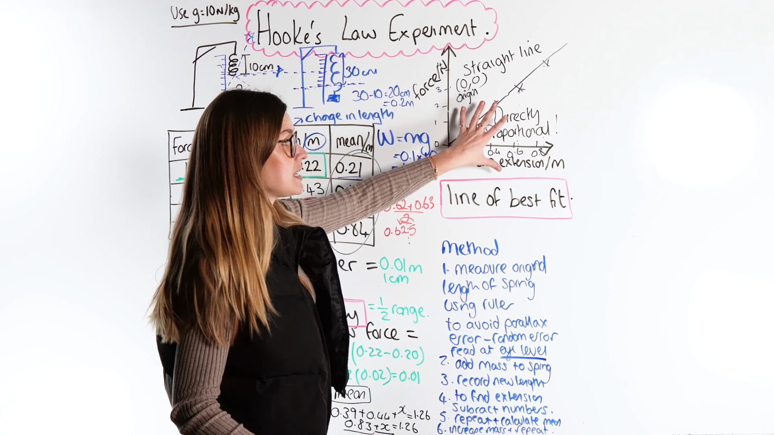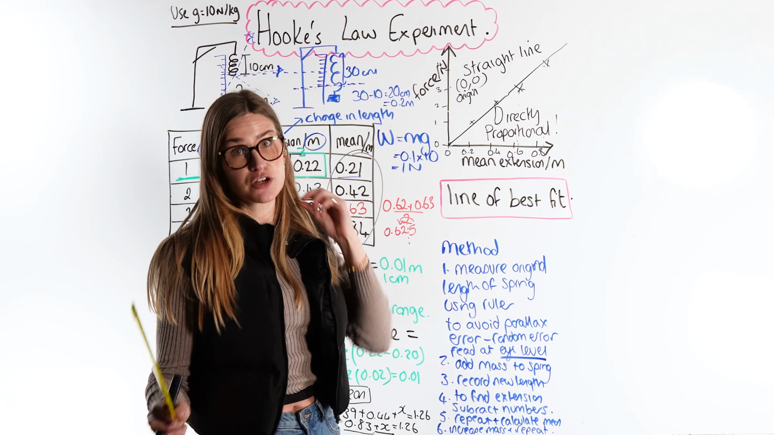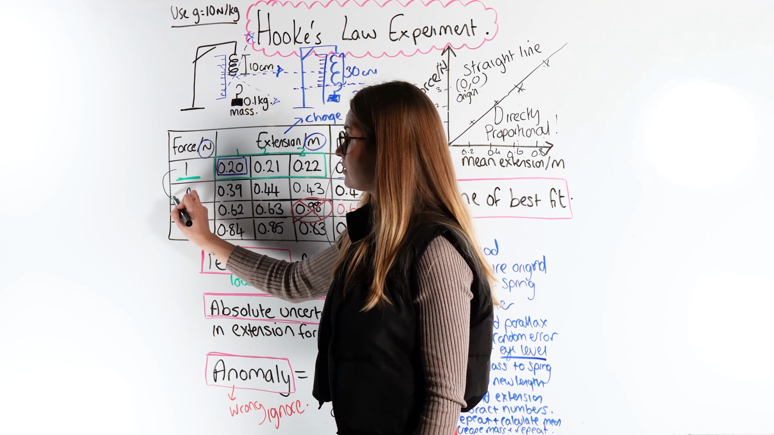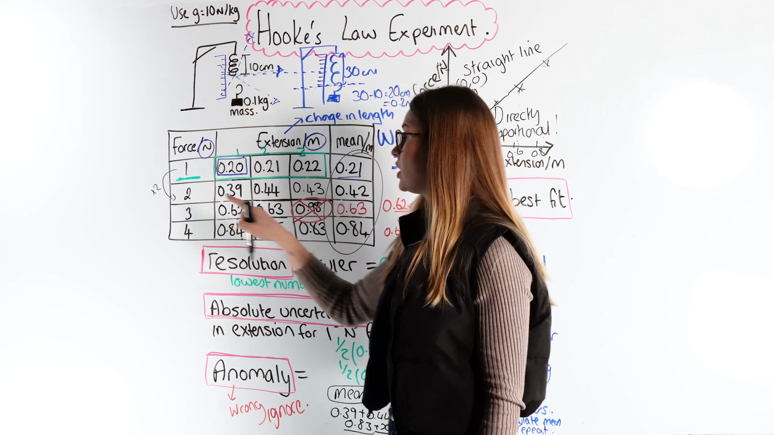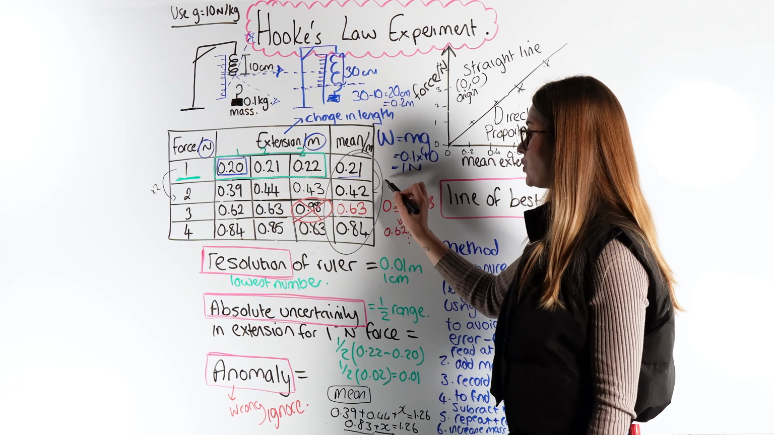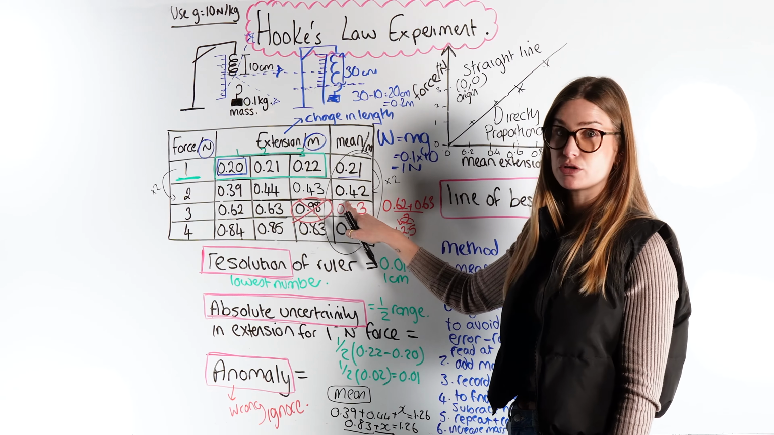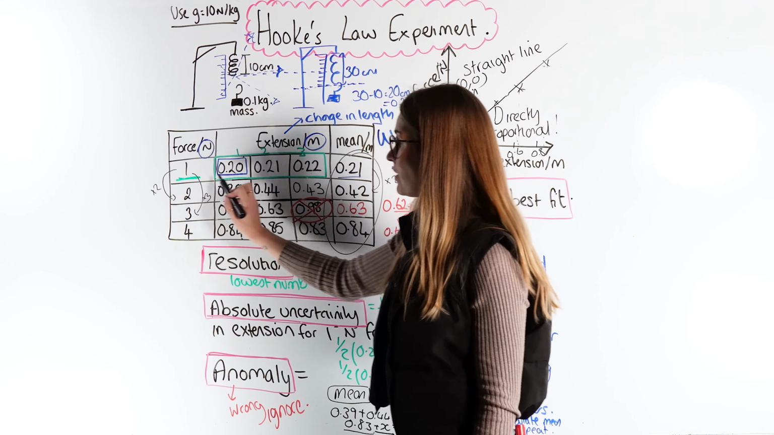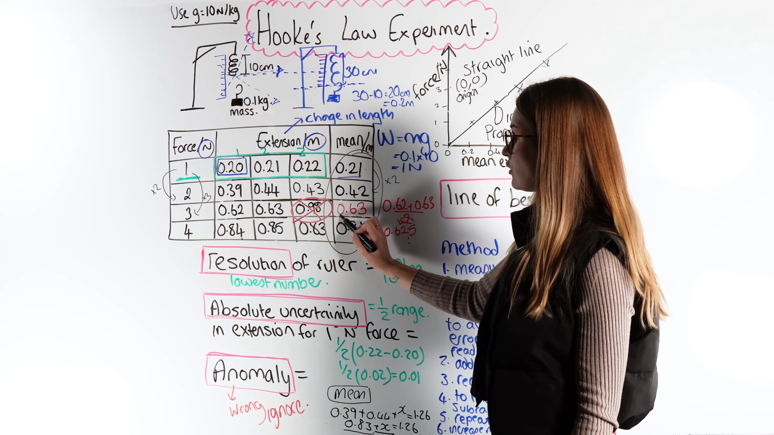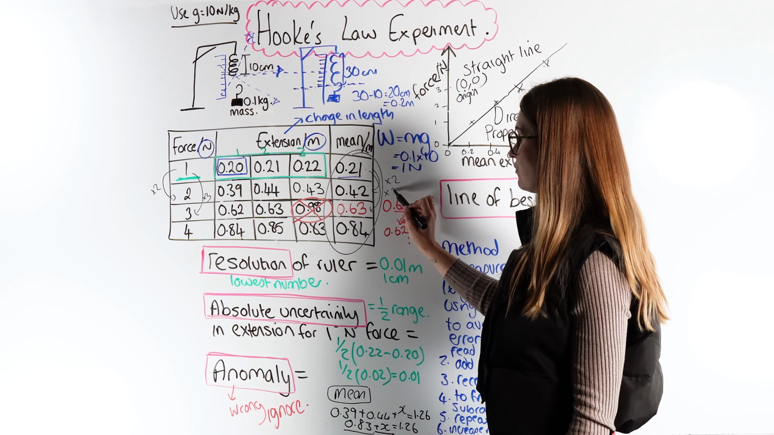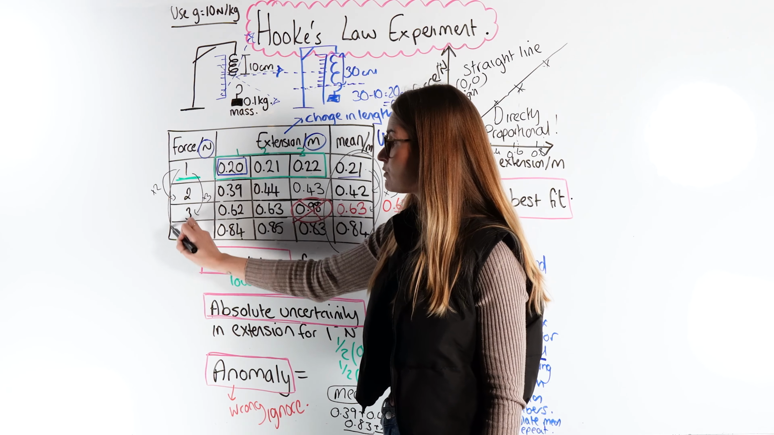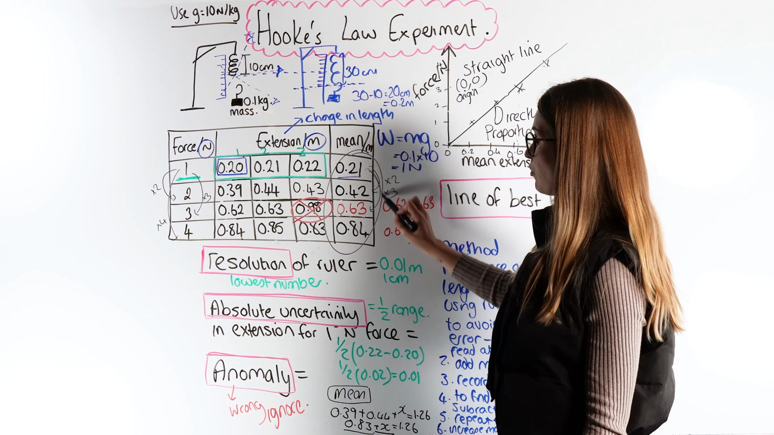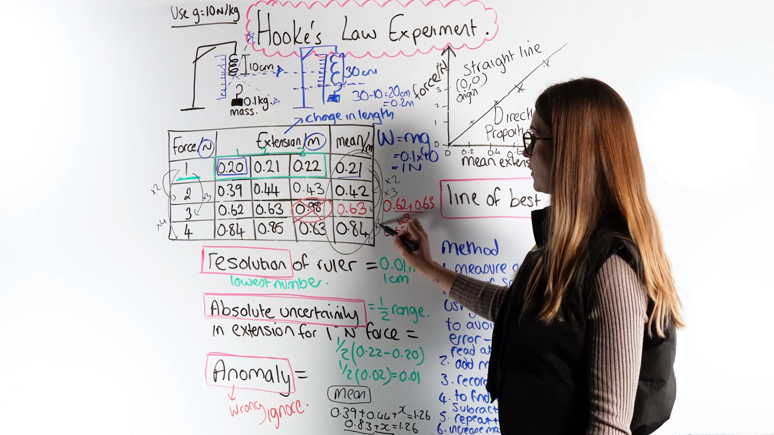Directly proportional means if you multiply one number, the other number gets multiplied by the same factor. If we look at our table, when 1 gets multiplied by 2 to get 2, the mean got multiplied by 2, from 0.21 to 0.42. When 1 gets multiplied by 3 to get 3, the mean went from 0.21 to 0.63, so it got multiplied by 3. When 1 gets multiplied by 4 to get 4, the mean went from 0.21 to 0.84, also multiplied by 4.